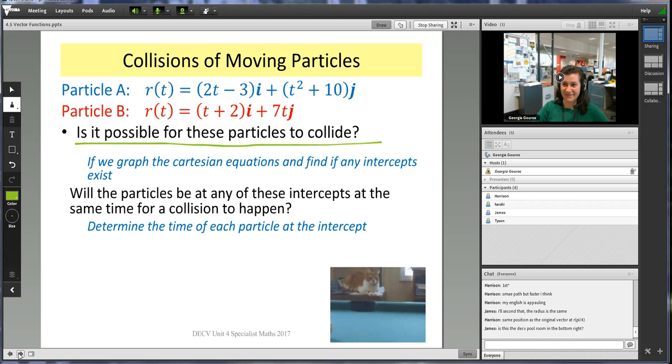So given two particles A and B, is it possible for these particles to collide? The method we're going to use is to turn them into Cartesian equations. We could actually equate the x components and the y components, or the i components and the j components, and solve those simultaneously. That'll work too. But we want to work out whether they actually exist at the same place at the same time for the collision to happen.